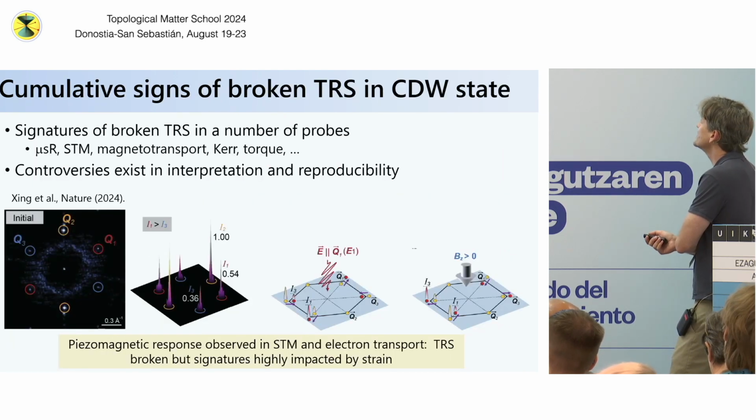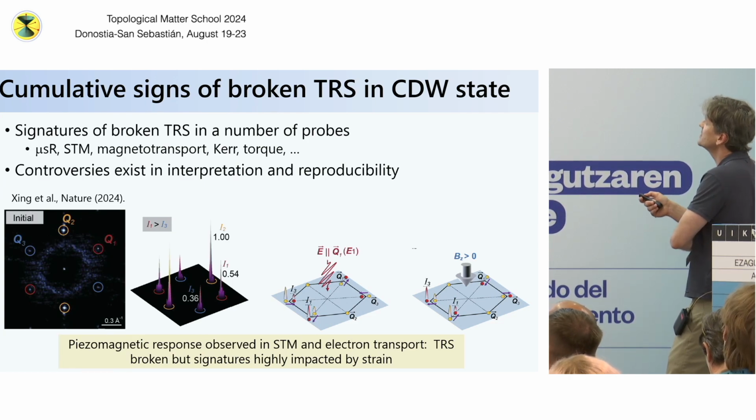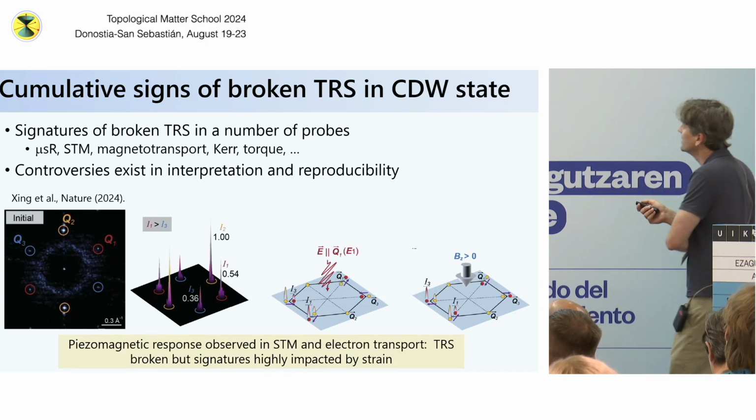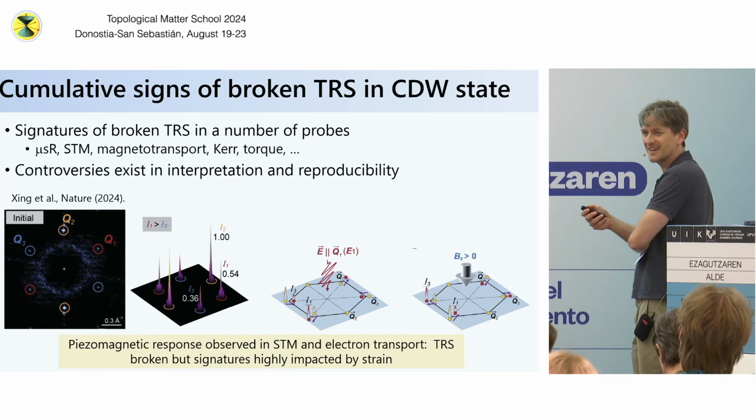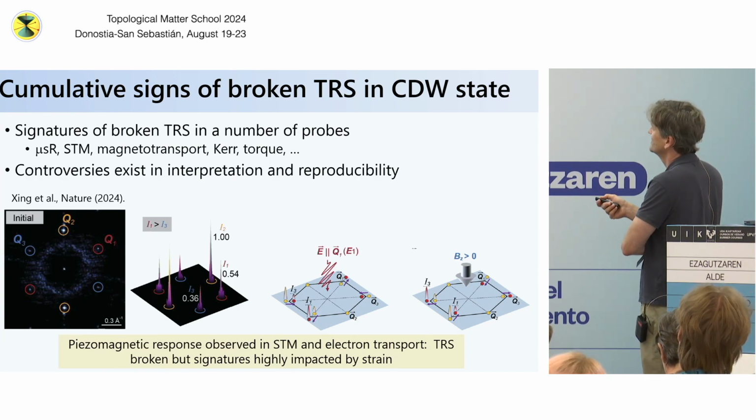So these systems have been of interest because, from the community using different probes, there are cumulative signs of broken time reversal symmetry that appear somewhere in the charge density wave state. I can't go through all the experimental results that show you this, so I'll just give you a quick overview, right?